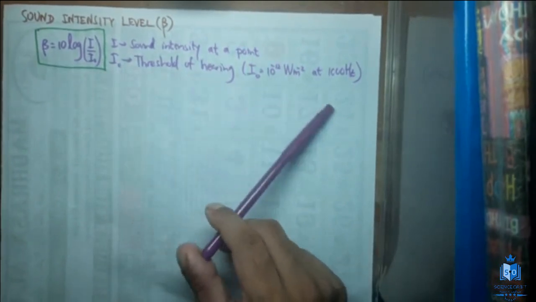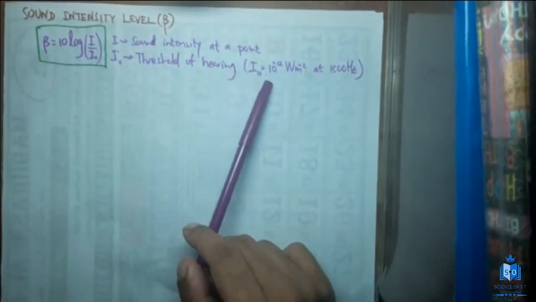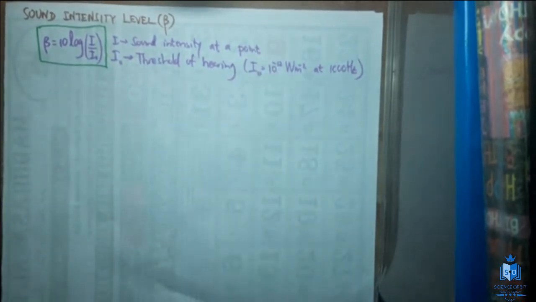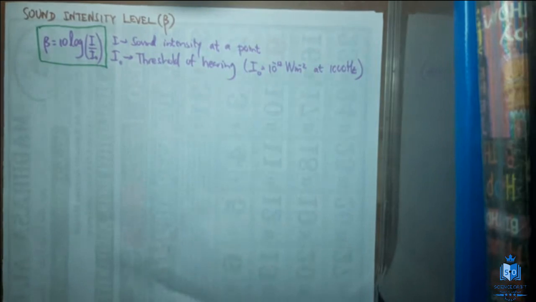At 1000 hertz, the threshold of hearing is 10 to the power minus 12 watt meter minus 2. What is the meaning of threshold of hearing? If your sound has an intensity less than this, you will not be able to hear it. We learnt about ultrasound and infrasound, which we can't hear. That is based on frequency. This limit is based on energy.